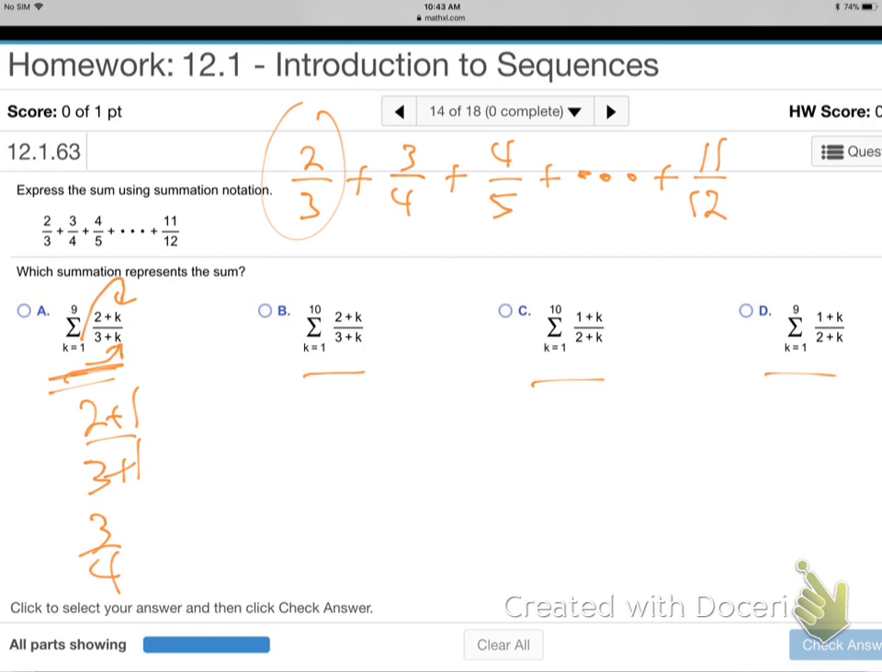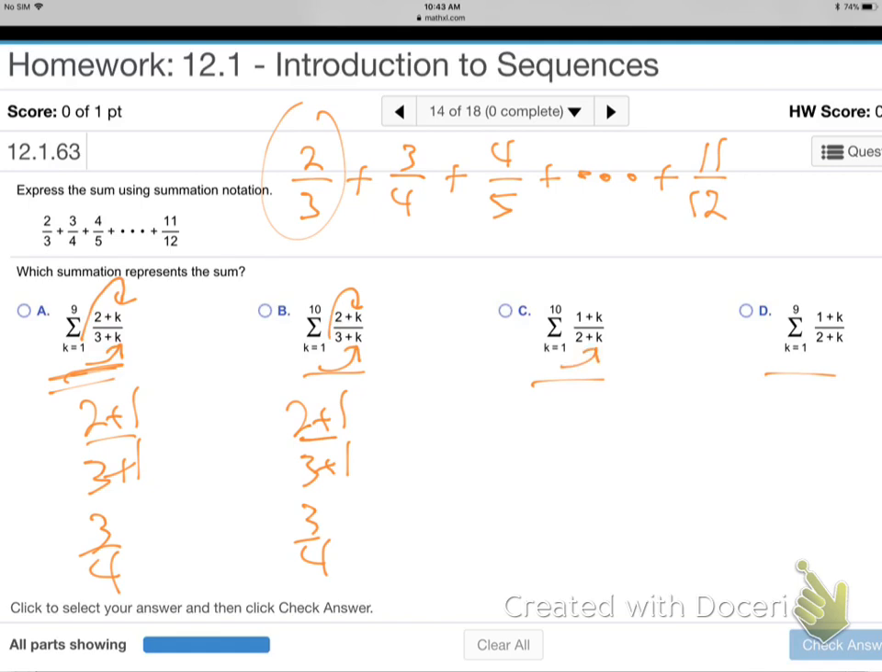Everybody see that? I'm just trying out A, saying, well, they say put in 1 first. When I put in 1, I get 3/4, not 2/3. 2/3 is supposed to be the first term. Try B. Put in 1. I get 2 plus 1 over 3 plus 1. I get 3/4 again. So that's not right either. A and B are wrong.